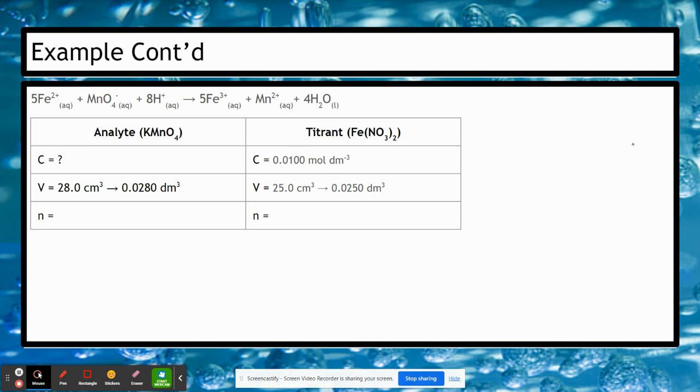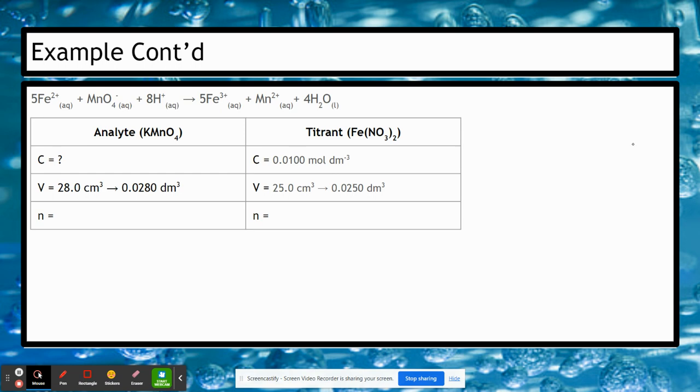So for your analyte, we know we use 28.0 cubic centimeters or milliliters of permanganate ions. So we know that in liters, that's going to be 0.0280 cubic decimeters. And I did the same thing with the volume of the iron here as well. 0.0250 cubic decimeters is my volume for my titrant. The potassium permanganate, or the permanganate ions, are going to be my analyte because I don't know the concentration. And my titrant is going to be my iron ions because I do know the concentration and the volume.